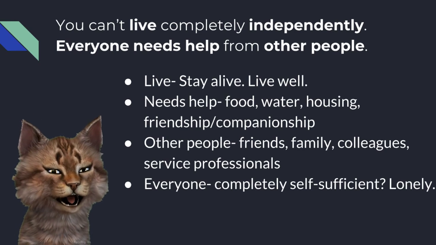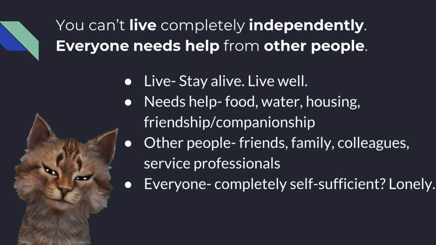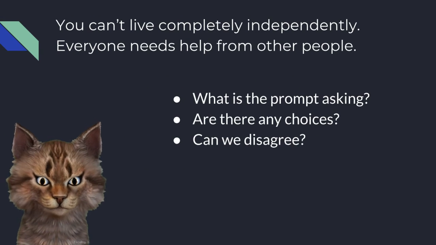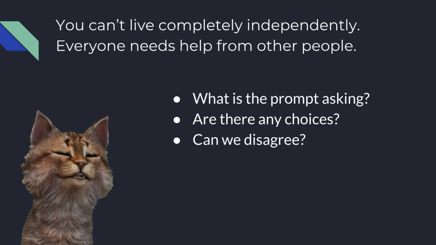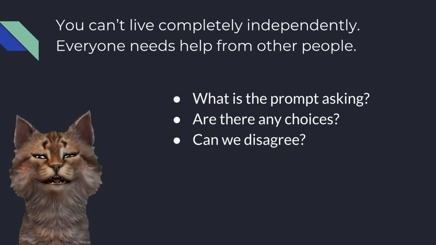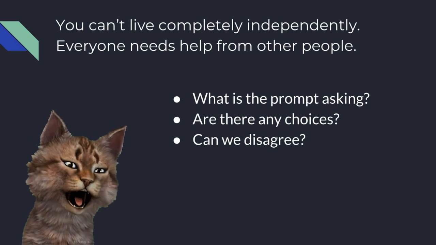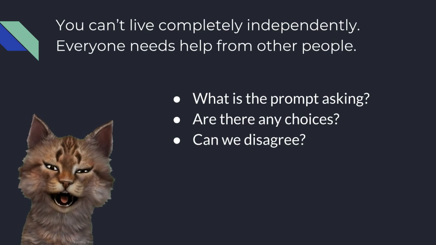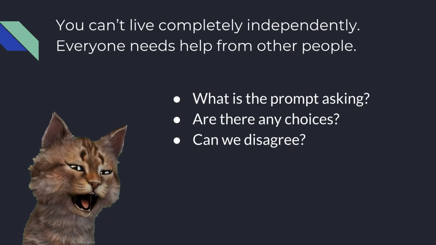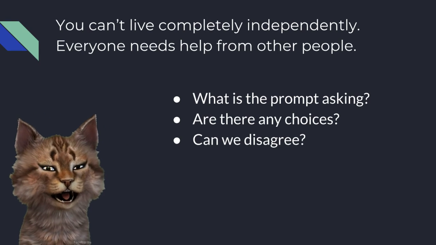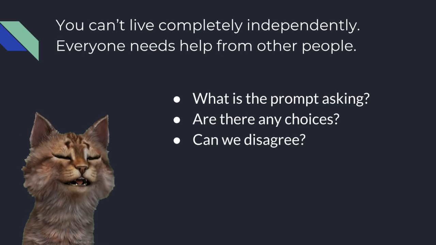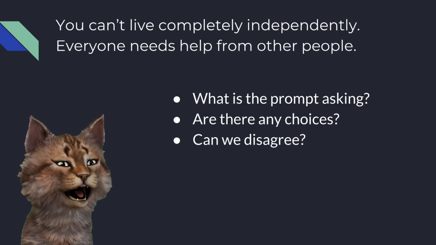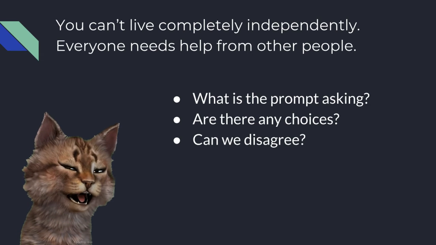Before we move into the brainstorming phase, though, we need to decide what we're writing an essay about. Take a look at the prompt. Are we being given any choices here? Can we disagree with the prompt? Can we say, no, I don't want to agree with this prompt? No, we cannot say, you know what, I can live without anyone else. We have to agree with the prompt in this case. They're not giving us a choice at all. Are there any choices we need to make? Not really. We're going to simply have to agree with the prompt.